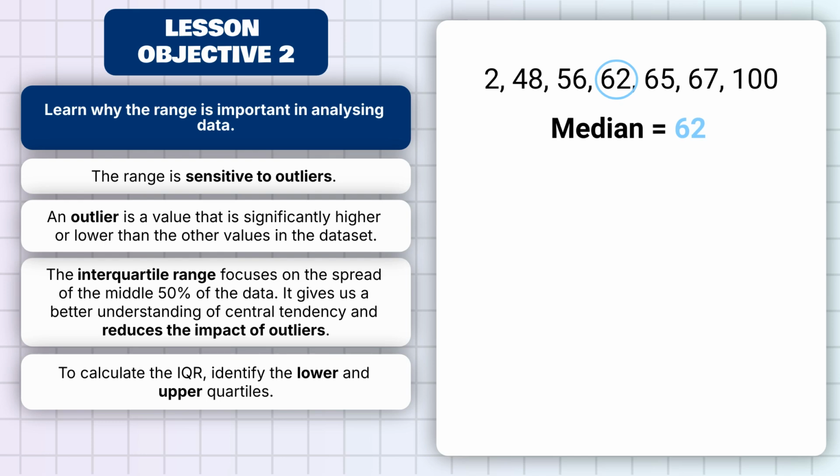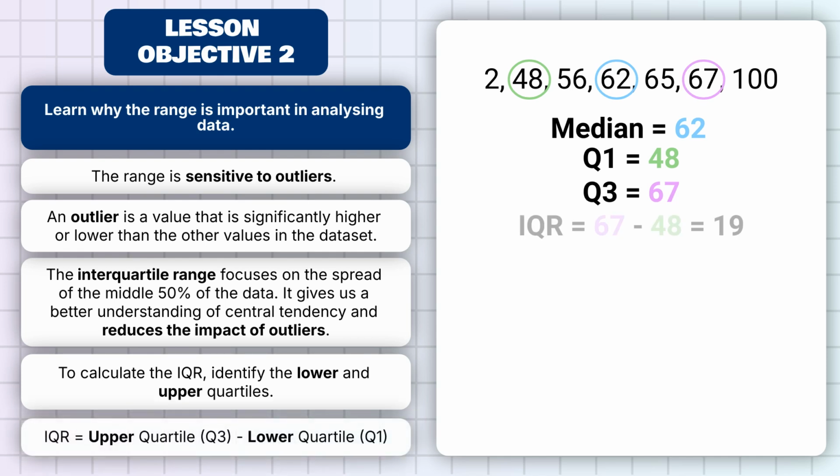The lower quartile, Q1, is the median of the lower half of the data, excluding the overall median if the number of data points is odd. The upper quartile, Q3, is the median of the upper half of the data, excluding the overall median if the number of data points is odd. Finally, the IQR is calculated as follows: upper quartile minus the lower quartile.